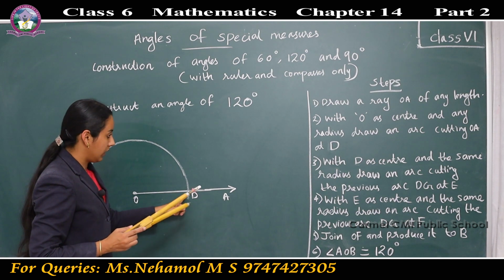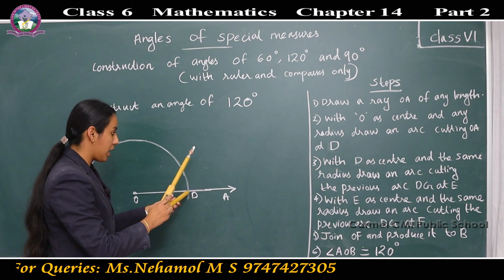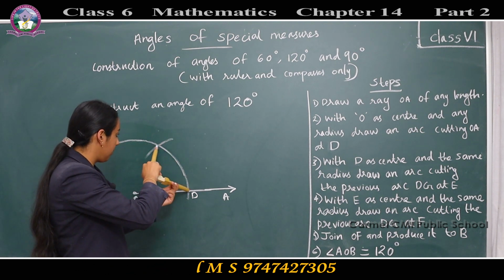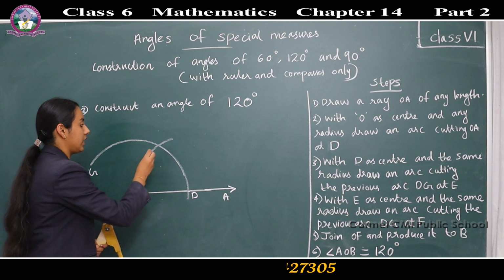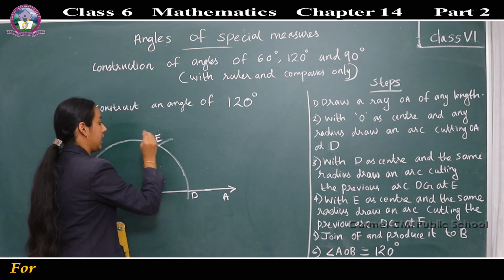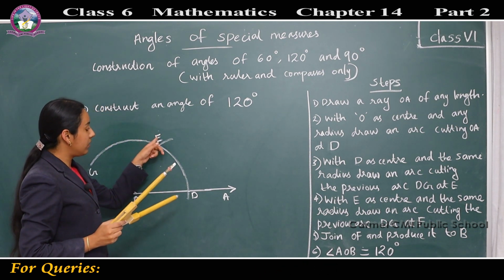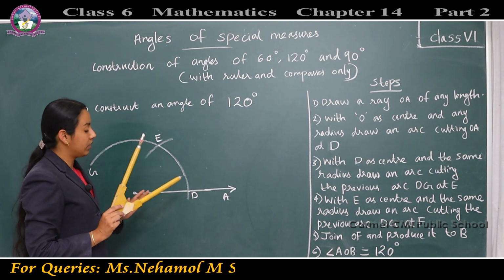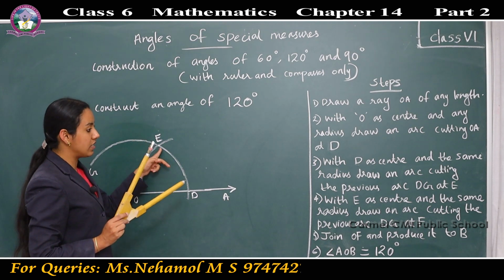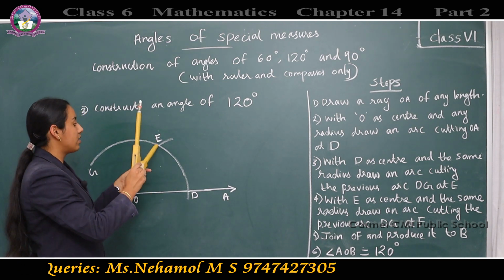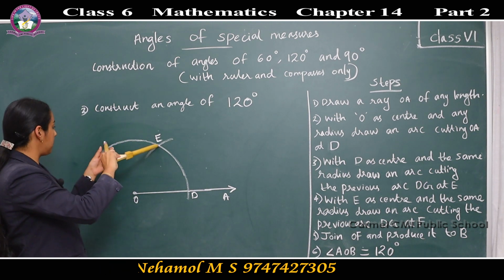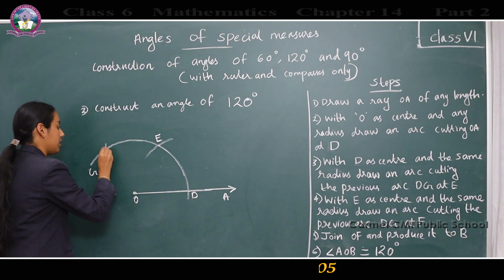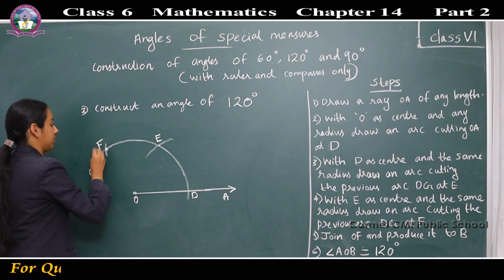Then with D as center and the same radius, draw an arc cutting the previous arc DG at E. So this point is E. Now next step, with E as center and the same radius, we can't change the setting of the compass. With E as center and the same radius, draw an arc cutting the previous arc DG at F. So this point is F.